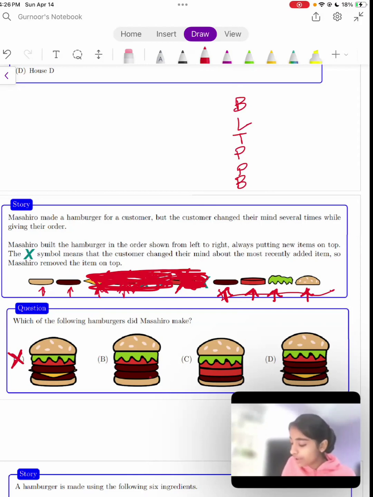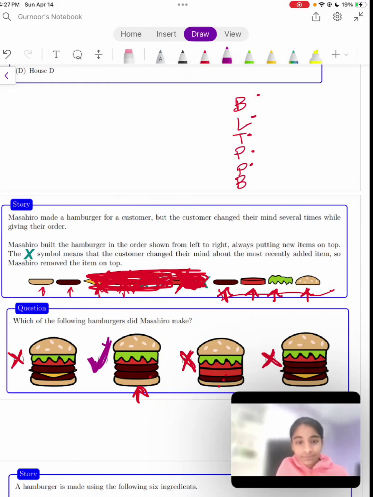Here we have bun, patty, patty, tomato, lettuce, bun. And that's exactly what we got. Bun, patty, patty, tomato, lettuce, and then the top bun. So this might be right, but we want to check the other options as well. So here we have bun, patty, tomato. So again, that's not the order that we got. And then lastly, we have bun, patty, cheese, and that still is not what we got in the order. So that's correct. So now our correct answer is option B.